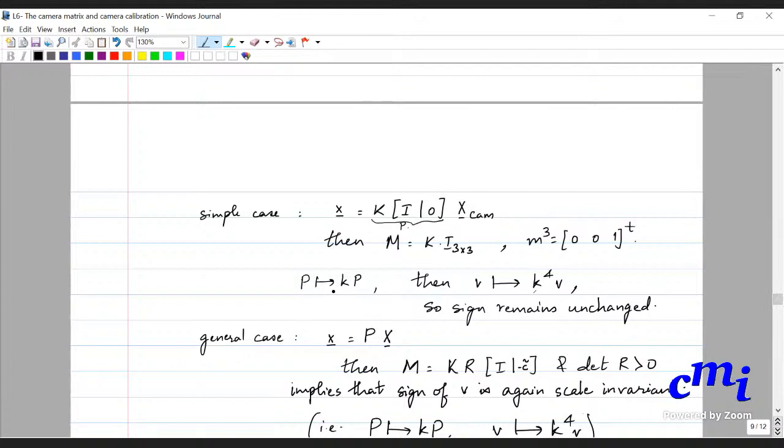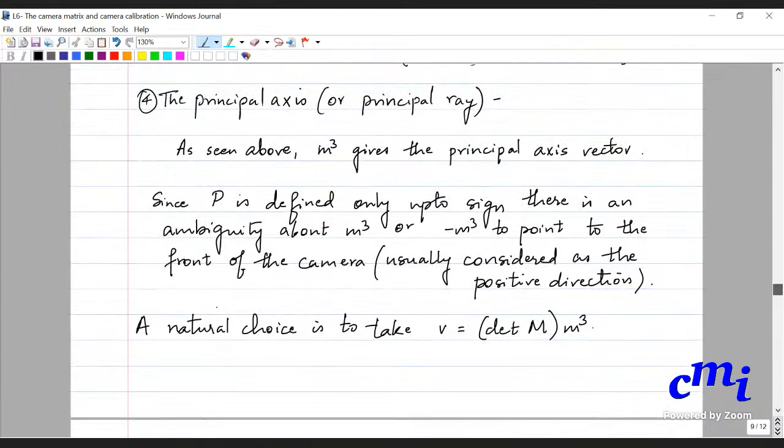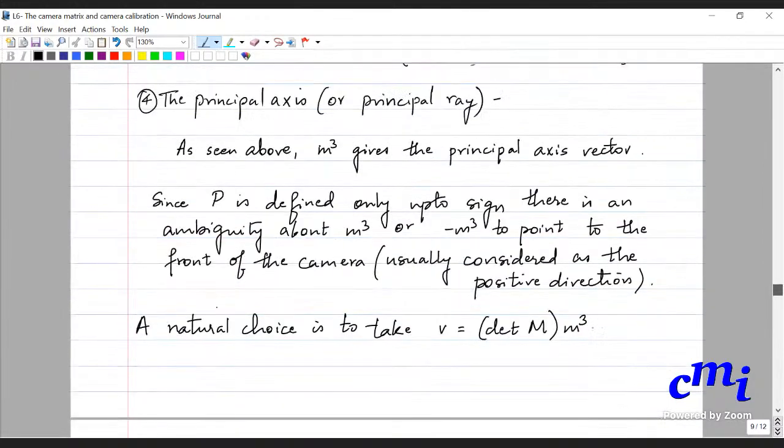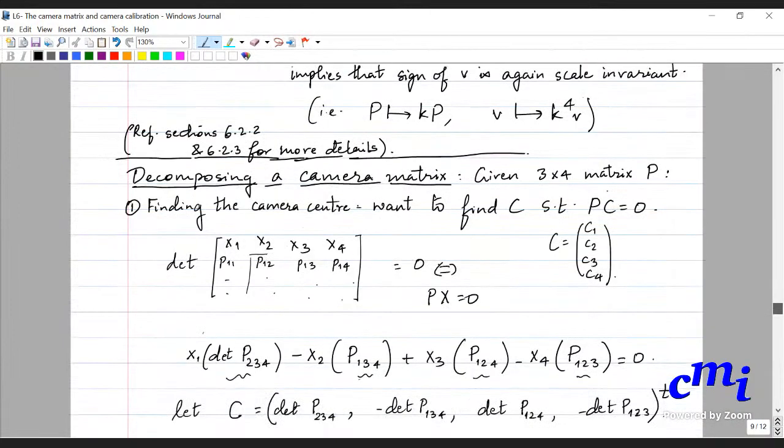Scale invariant means exactly this: if you take any scalar multiple of P, the sign is going to remain unchanged. So taking V to be the determinant of M times M3 is a good choice of sign for the principal axis. We are not saying plus or minus, we are saying it depends on the determinant of M. Decomposing the camera matrix.